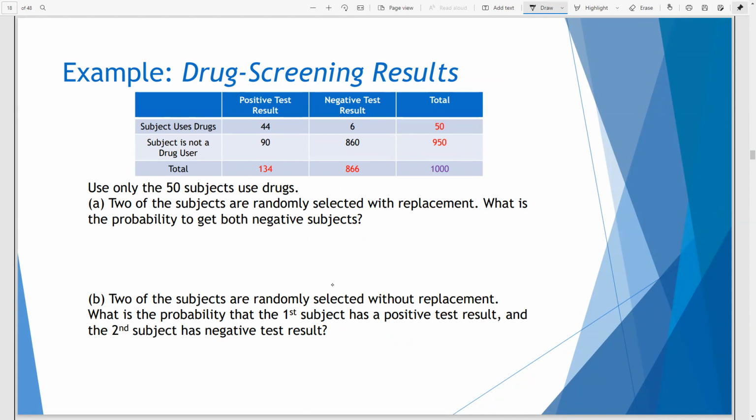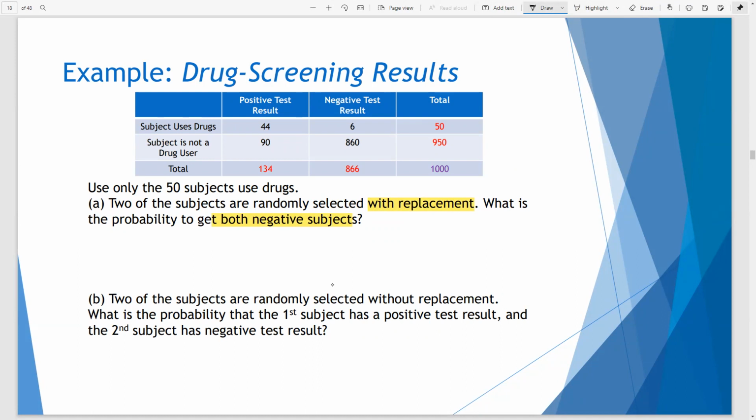Only 50 subjects use drugs. Just focusing on those 50 subjects who use drugs, if two subjects are randomly selected with replacement, and here, with replacement is the most important thing, so you take the subject and put it back, what is the probability of getting both negative subjects? Focusing on that, there are 6 negative subjects from the 50, and 44 positive subjects from the 50.